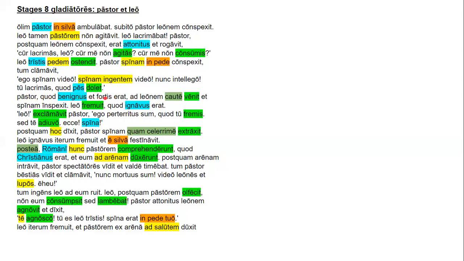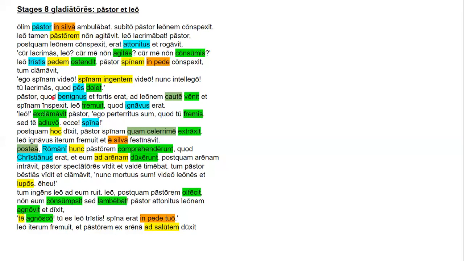So benignus and fortis, they're both nominative adjectives. So they're both describing the pastor. And we know that they're predicate adjectives because of erat. And erat is that copulative verb. It's going to take predicate adjectives. Remember that forms of sum are always going to be like equal signs. They're always going to take those nominative adjectives and nouns. So because he was, benignus means kind, et, and, so it's a conjunction, fortis means brave.